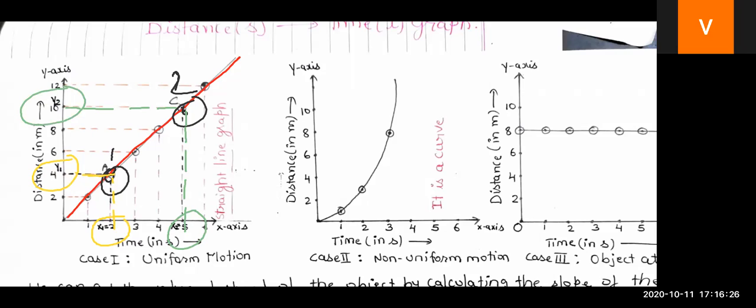Right, children? So from point 1, I have drawn a dotted line on the x-axis and it gives me the value of x1, that is 2 seconds. And from the same point 1, I am drawing a dotted line on the y-axis and it gives me the value of y1, that is 4 meters. Now from point 2, we have drawn a dotted line on the x-axis and it gives us the value of x2, that is 5 seconds. And from the same point 2, if we draw a dotted line on the y-axis, it gives us the value of y2, that is 10 meters.